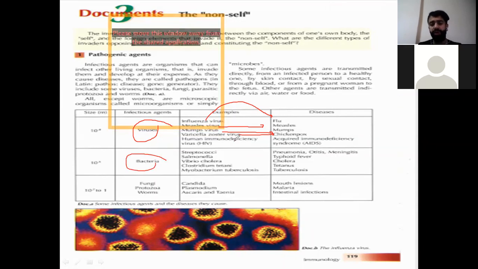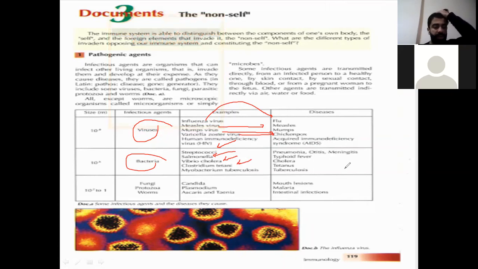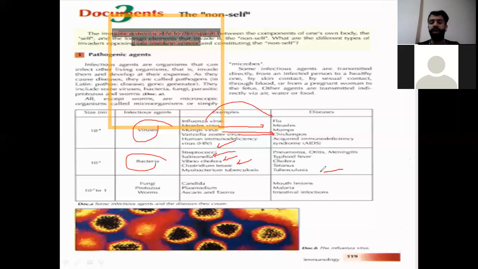We have streptococci, salmonella, Vibrio cholerae, Clostridium tetani, and Mycobacterium tuberculosis. Streptococcus can cause pneumonia. Salmonella causes typhoid fever. Vibrio cholerae can cause cholera. Clostridium tetani can cause tetanus, and tuberculosis causes the tuberculosis disease.